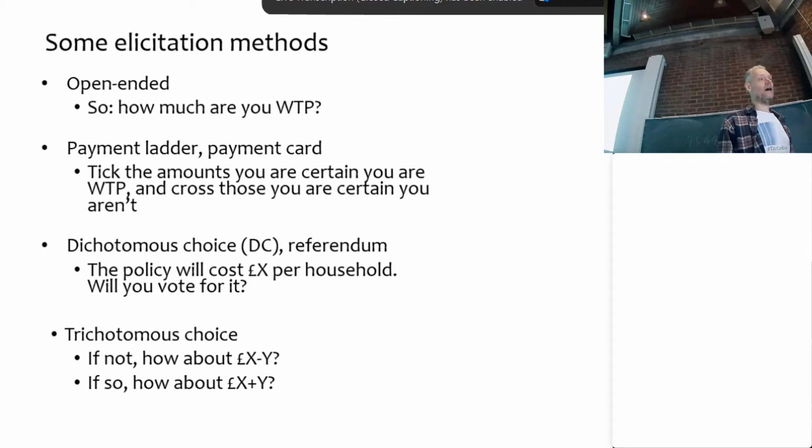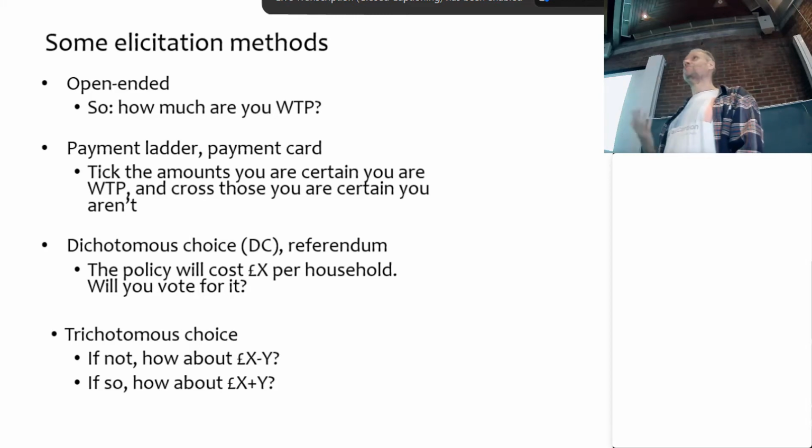An alternative would be to go for dichotomous choice, which is essentially a referendum. Are you prepared to pay 10p per pint of milk, yes or no? And that seems to work. The problem with dichotomous choice is that you need much more data. And of course you need to vary within your sample, right? Some you give 5p, some you give 10p, some you give 15p, and you see how the probability of answering yes changes with the price.